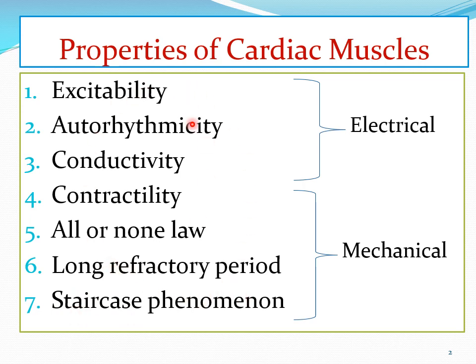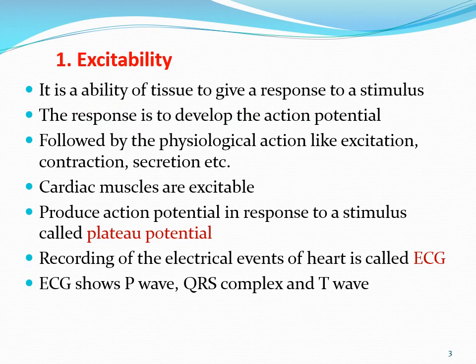So like this, these are the 7 properties. First you make out the list if you have a long question, and describe them one by one. Now we'll see first what is excitability. So here I told that the definition is the ability of the tissue to give a response to the stimulus. Okay, and you know a stimulus may be in the form of, what are the types of stimuli?